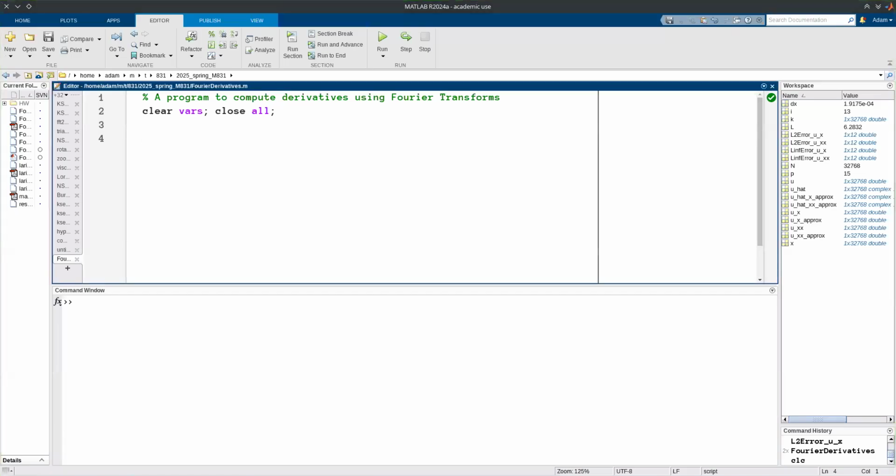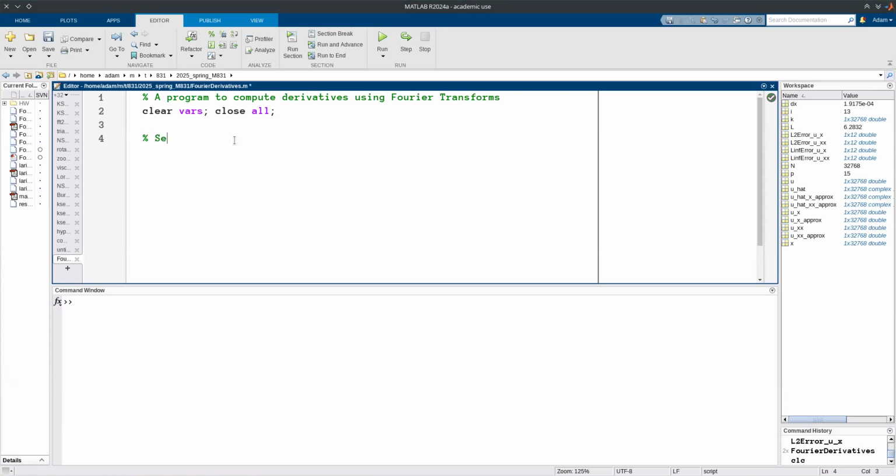Hello. Let's learn how to compute derivatives using Fourier transforms in Matlab. To do this, I've got a program set up here. We'll just clear variables and clear all, close all to clear out any junk that might have been lingering from previous programs. Just good practice for starting. We'll first explore Fourier transforms a little bit within MATLAB itself, and then we'll look at derivatives.